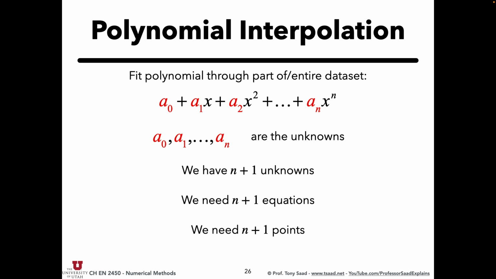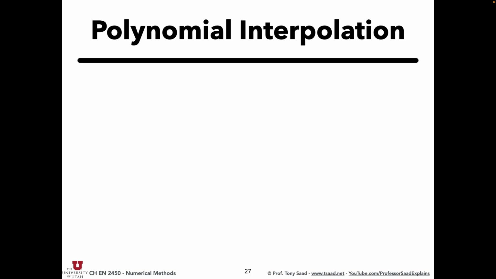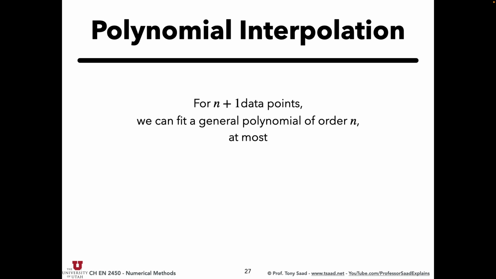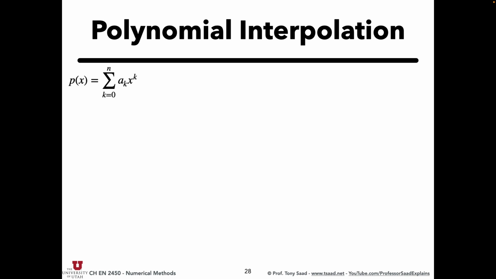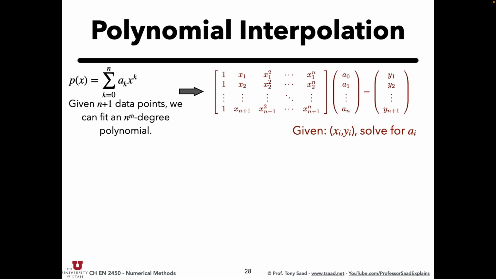Why? Because you are weaving that polynomial through each and every point. It must pass through each and every point. Those are the conditions that give you the governing equations for the unknown coefficients. Okay? And with that, you could say for n plus 1 data points, you can fit a general full polynomial of order n at most. Again, it must pass through each and every point. And I have 45 seconds. I can at least give you the system of equations.